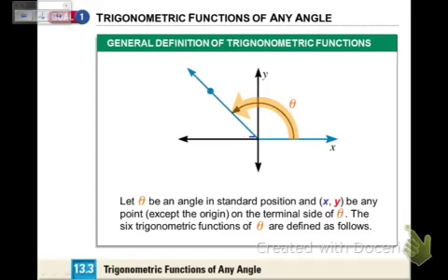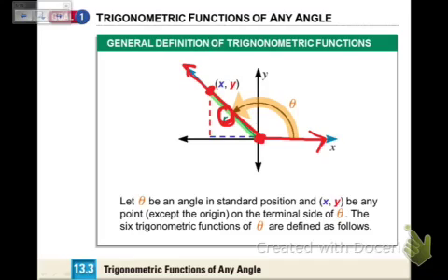Now, when we look at any angle, we have a general definition of trig functions. Let theta be an angle in standard position, and x, y be any point except the origin, so except 0, 0, on the terminal side of theta. So remember when we drew in our angles, we had our initial side and our terminal side up here. Well, on the terminal side we can pick any point x, y and we can find the 6 trig functions, okay? And we call that length from the origin to our point r. So it actually kind of makes a triangle there, if you can see that.